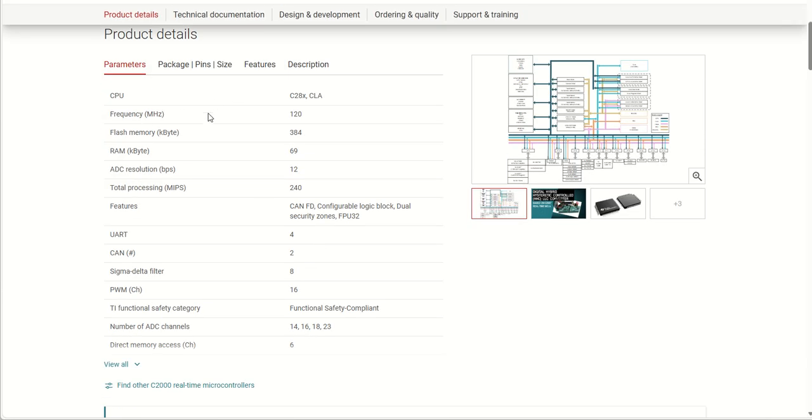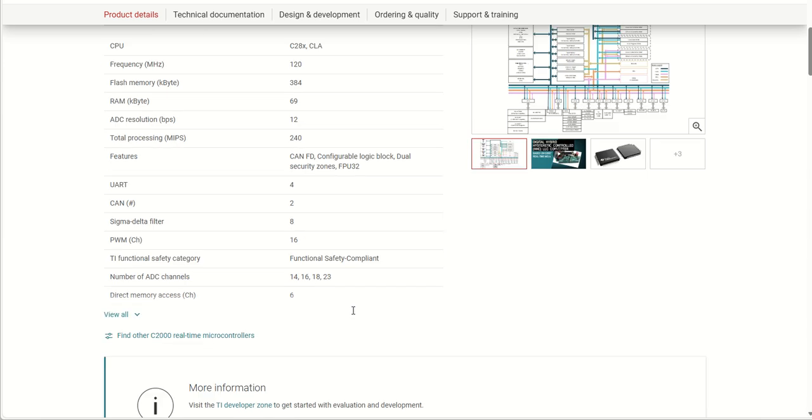In the product details, you can see the maximum frequency is 120 megahertz. We have flash memory. This is better than the 280037 series. We also have a sigma delta filter, and PWM channels, a total of 16 channels. We have functional safety compliance. That is the best thing.